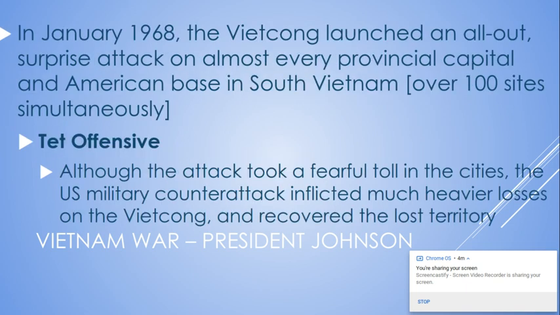In January of 1968, the Viet Cong launched an all-out surprise attack on almost every provincial capital and American base in South Vietnam, over 100 sites all at the same time. This was called the Tet Offensive, which was actually the Vietnamese New Year. Although the attack took a fearful toll in the cities, the U.S. military counterattack inflicted much heavier losses on the Viet Cong and recovered the lost territory.